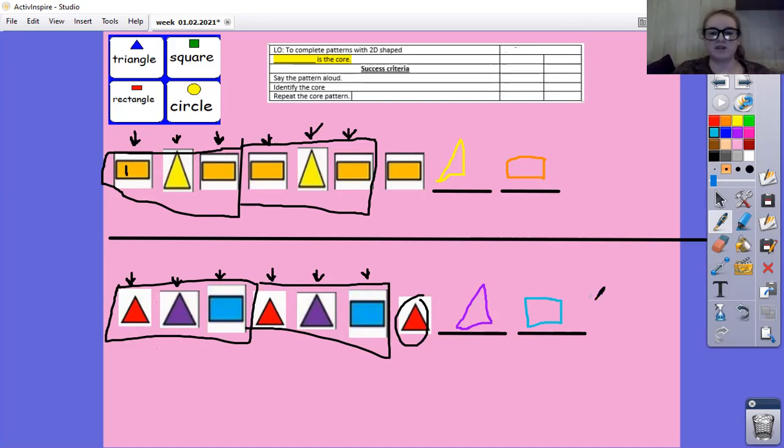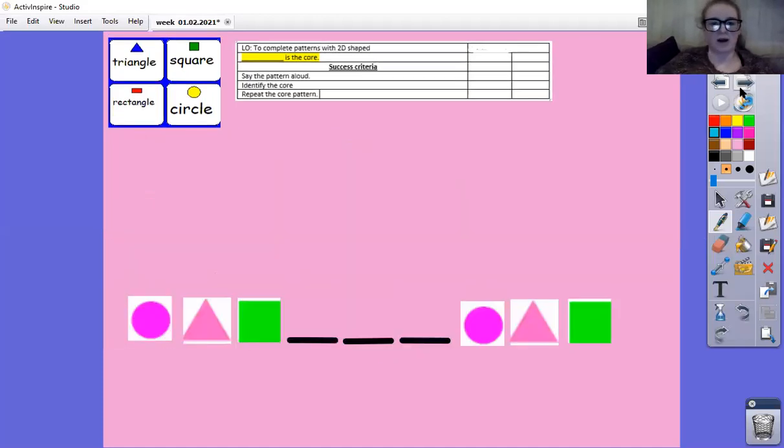Fantastic. If you got that home, give yourselves a big tick and a pat on the back. Didn't get it quite right? Don't worry, because mistakes are how we learn. As long as you're trying, we are very, very happy. Okay, let's carry on having a look at our patterns.